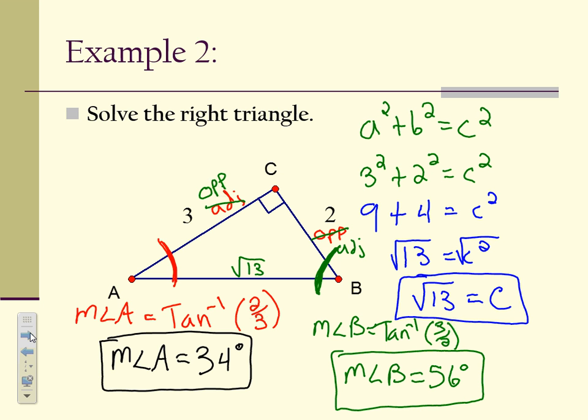And we can go back and check. We can add up all our angles. They have to equal 180. So if I take 90 plus 34 plus 56, I get 180. There we go. My triangle has been solved.